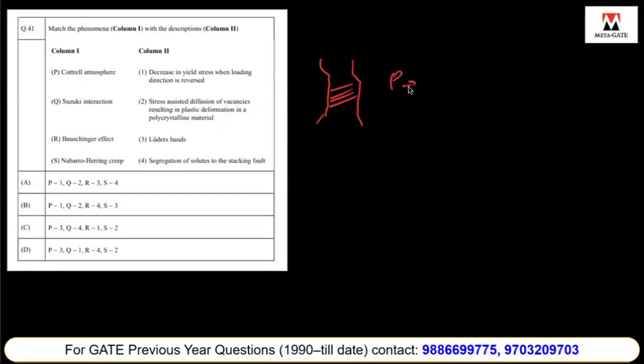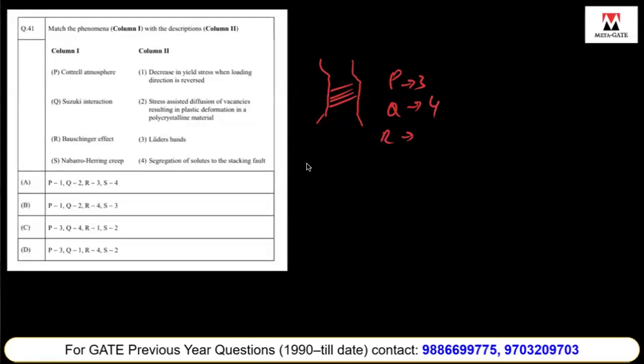So P is 3. Next, Suzuki interaction is nothing but the segregation of the solute to the stacking fault, which is a type of plastic deformation in a polycrystalline material. So in this, the impurities, alloying elements are concentrated at the stacking fault in the material, which can lead to increased plasticity and improve the mechanical properties.